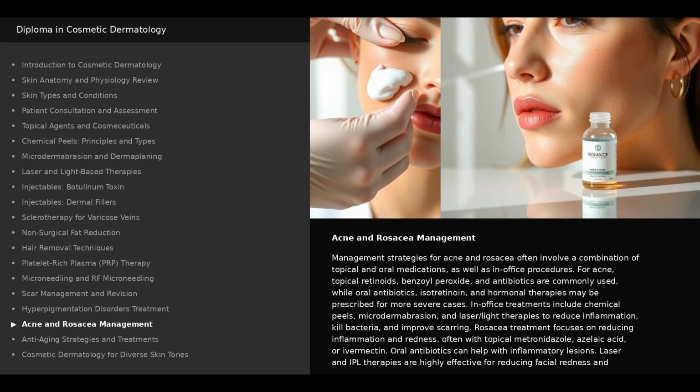In-office treatments include chemical peels, microdermabrasion, and laser/light therapies to reduce inflammation, kill bacteria, and improve scarring. Rosacea treatment focuses on reducing inflammation and redness, often with topical metronidazole, azelaic acid, or ivermectin. Oral antibiotics can help with inflammatory lesions. Laser and IPL therapies are highly effective for reducing facial redness and visible blood vessels. Lifestyle modifications, such as avoiding triggers and using gentle skincare, are also vital for both conditions. Patient education on long-term management and adherence to treatment is key.